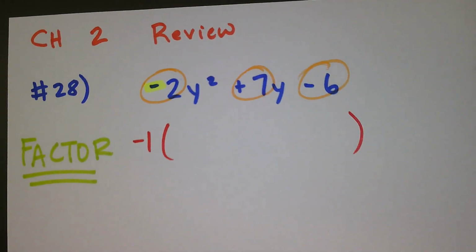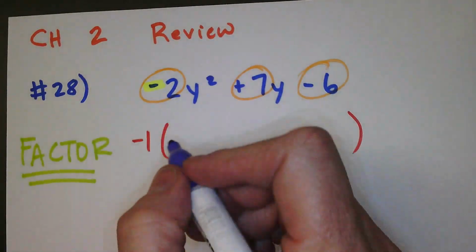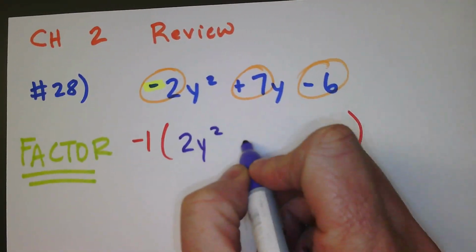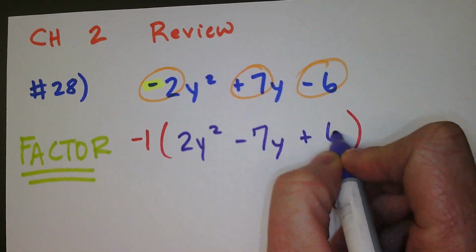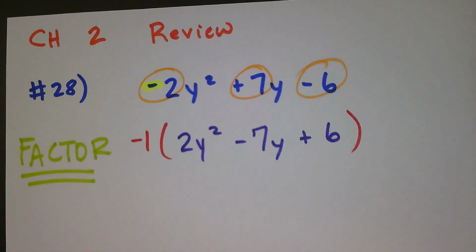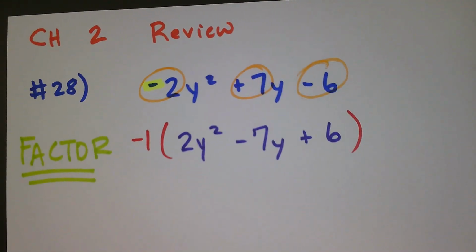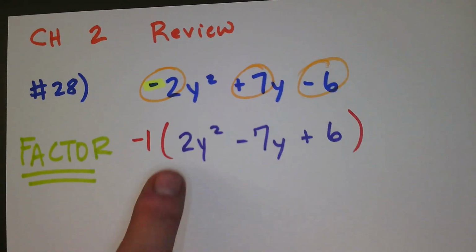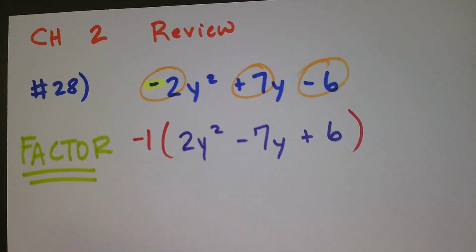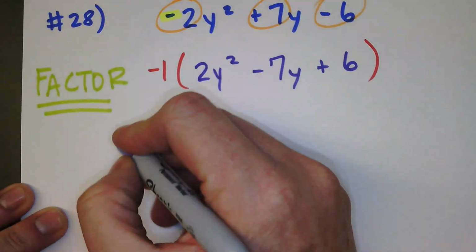So I will do that, and that's basically going to flip all my signs. This becomes 2y squared, that becomes 7y, and this becomes a plus 6. The reason I want to do that is it's significantly easier to factor when the coefficient on my y squared term is positive. So once I have that, I'm going to go ahead and set up my area model.